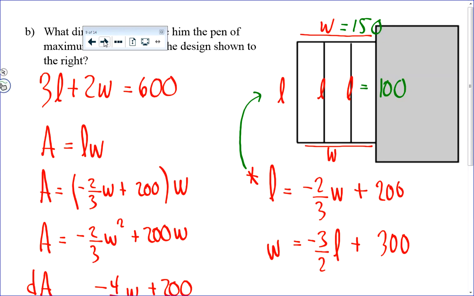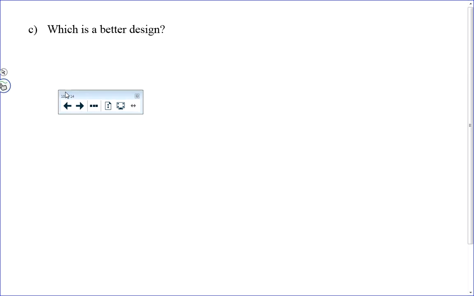And part C says, what's the better design? Now the word better here implies more area. The farmer wants his animals to be happy. He doesn't want them crowded into small spaces. The whole purpose of having a pen and animals is for the animals to move around and get exercise, among other things. So which is a better design?